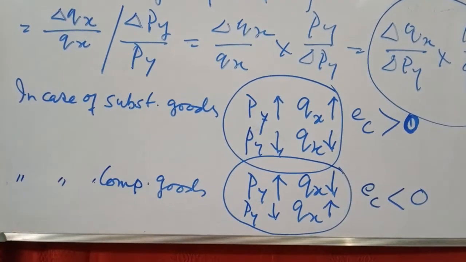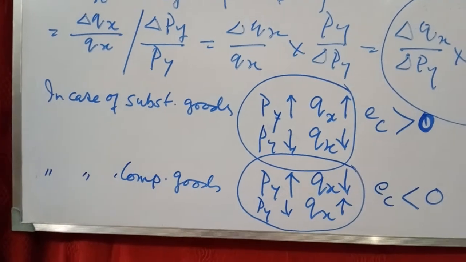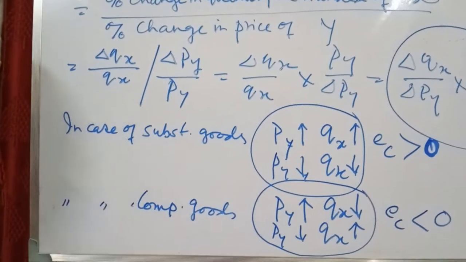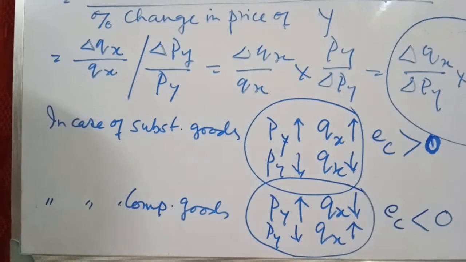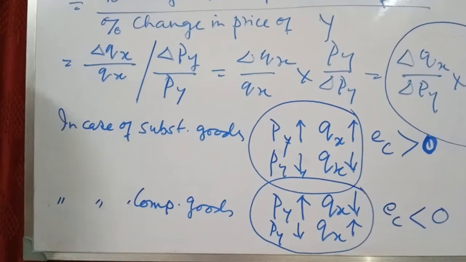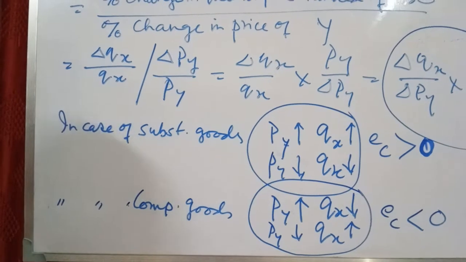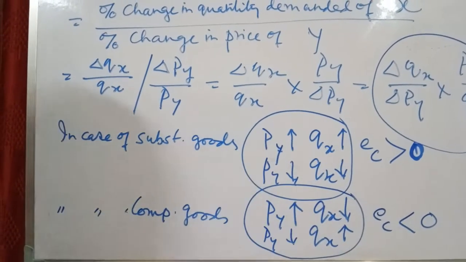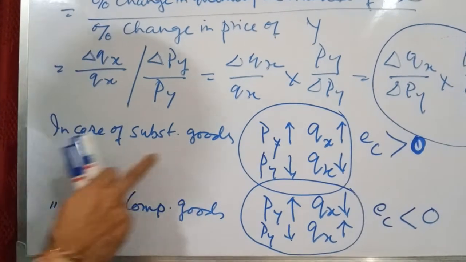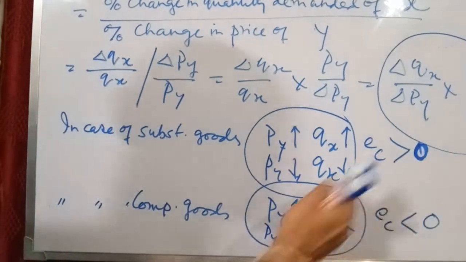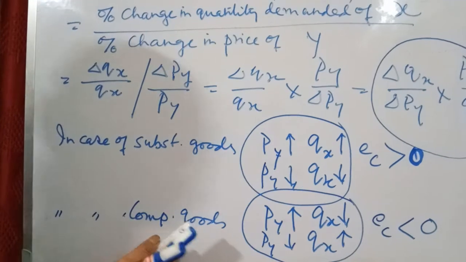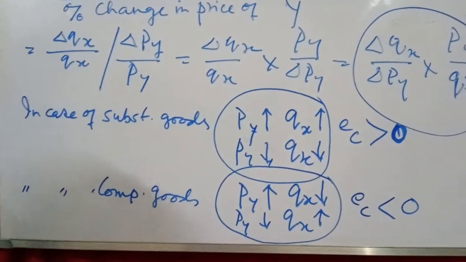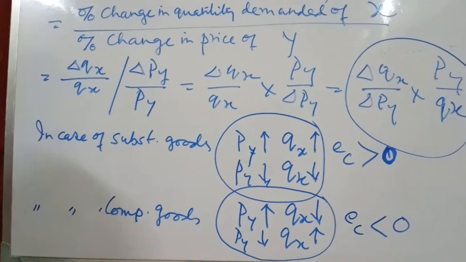But as we know, for all practical purposes, we ignore the signs. Whether it is positive or negative hardly makes any difference when we solve out problems. But theoretically, in case of substitute goods, EC is greater than 0, and in case of complementary goods, EC is less than 0. Okay.